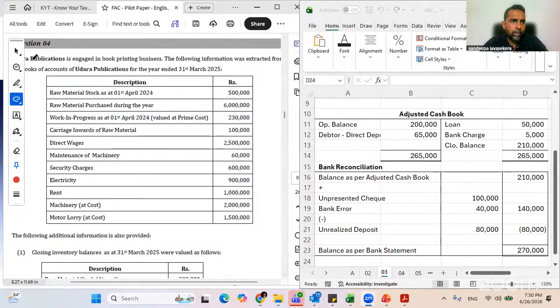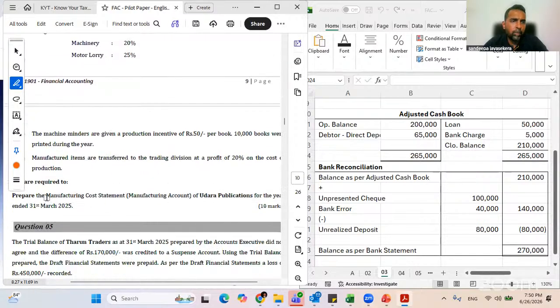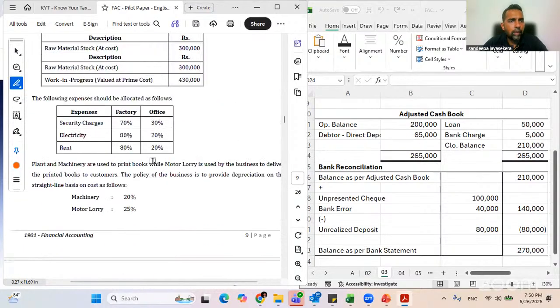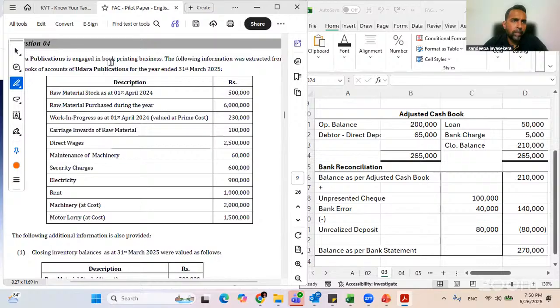We'll move towards the next question, question number 4. My question number 4 is asking us to prepare the manufacturing account. We'll start from the beginning. Udara Publications is engaged in book printing. Following extracted, you got the items here. Remember, work in progress is on prime cost.